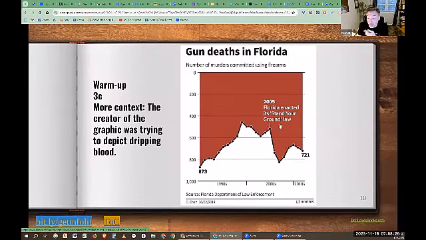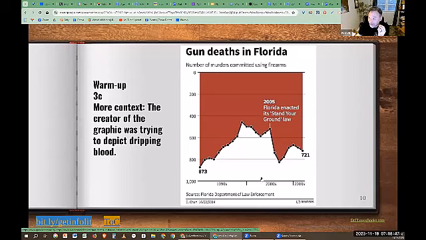And it turns out that this graph was actually created in order to create an art piece. It's more meant to be artistic information than an actual graph. The creator was trying to show dripping blood. And so gun deaths went up and there was more dripping blood.